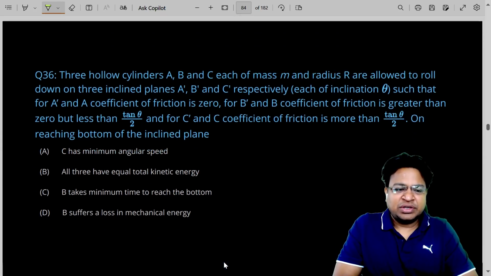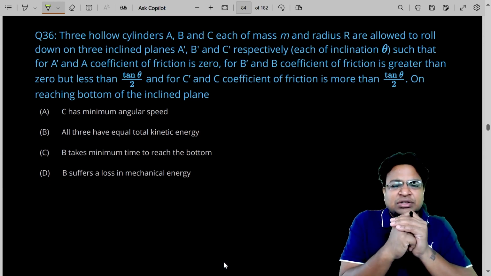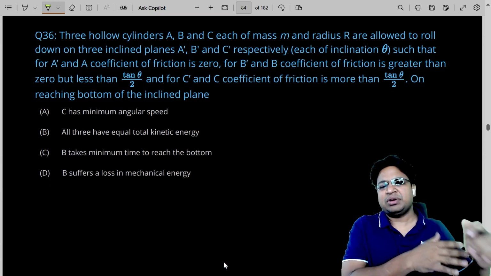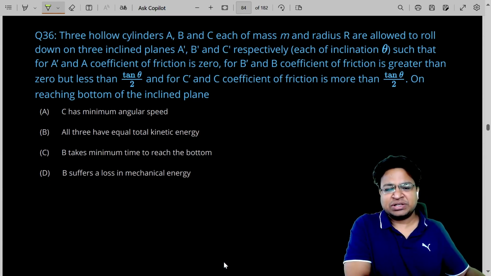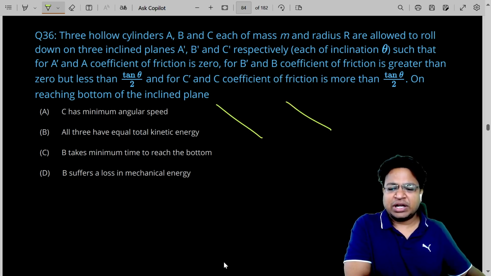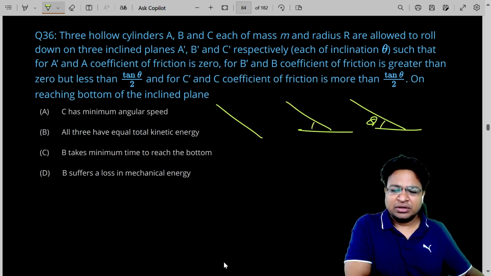Is that okay, everyone? Next, we go to question number 36. It says three hollow cylinders A, B, C, each of mass M, are allowed to roll on three inclined planes A prime. So we have three inclined planes, each making angle theta. Let this be A prime, let this be B prime, let this be C prime.